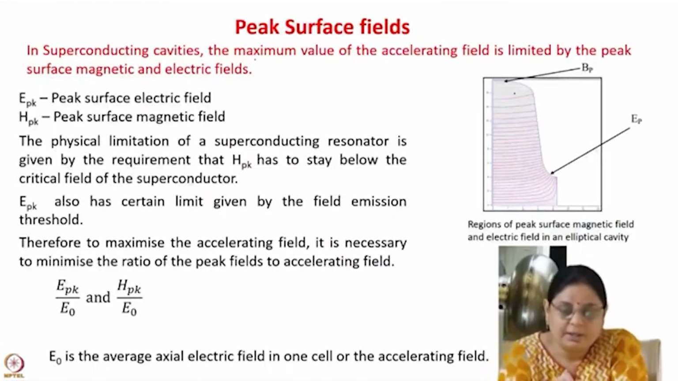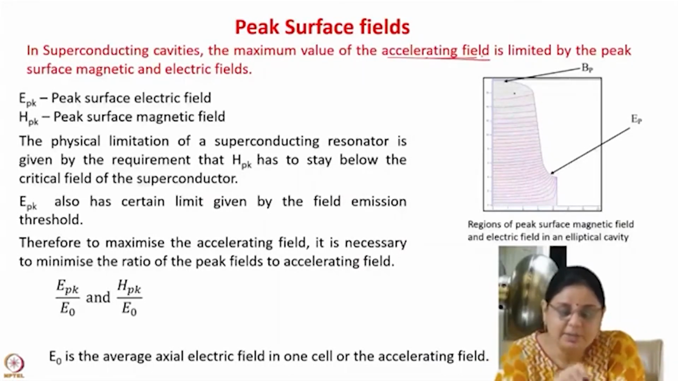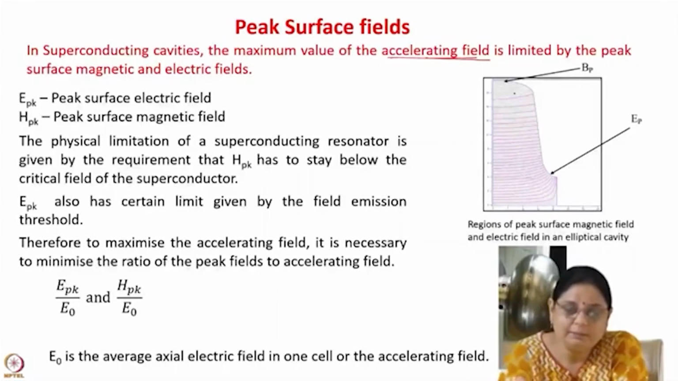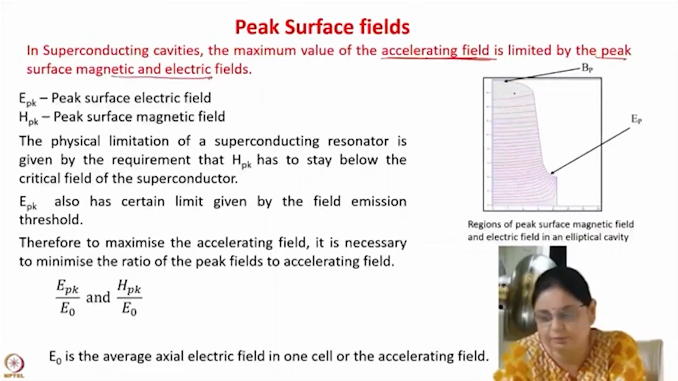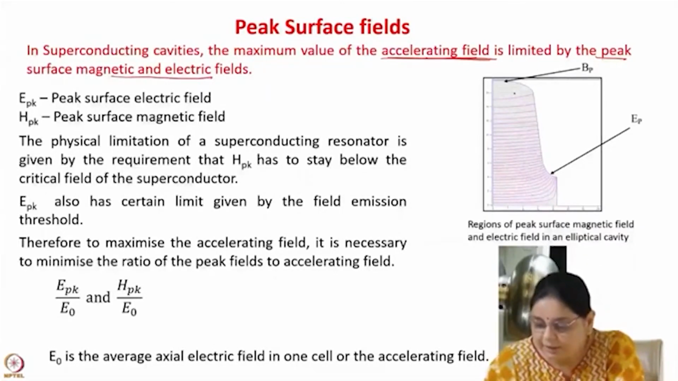In superconducting cavities, the maximum value of the accelerating field is limited by the peak surface magnetic and electric fields. We saw that in a normal conducting cavity, it is limited by how high a power dissipation you are able to remove, and it's also limited by the Kilpatrick limit. But here it is limited by the peak surface values of magnetic and electric field. Now let's say we have an elliptical cavity.